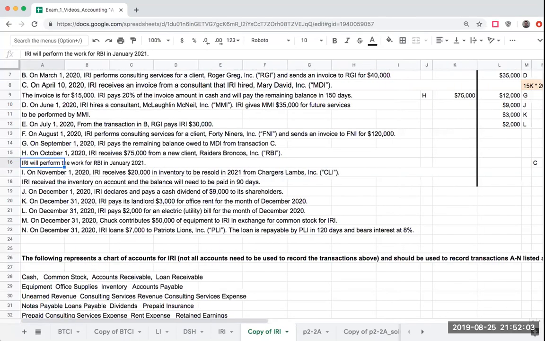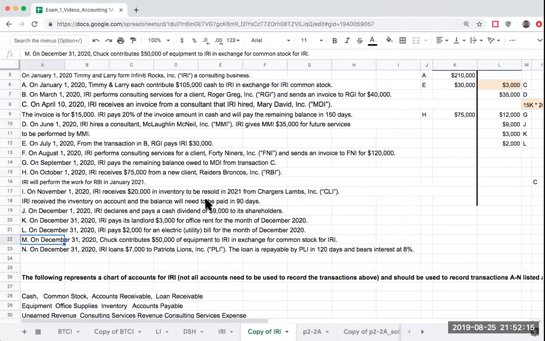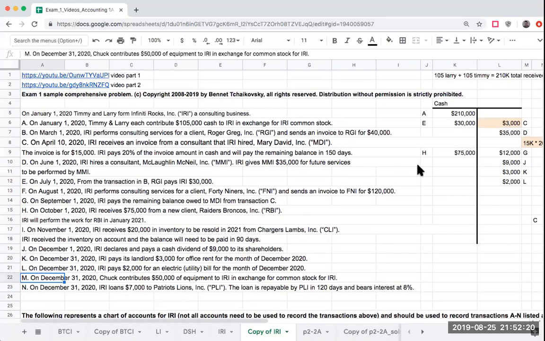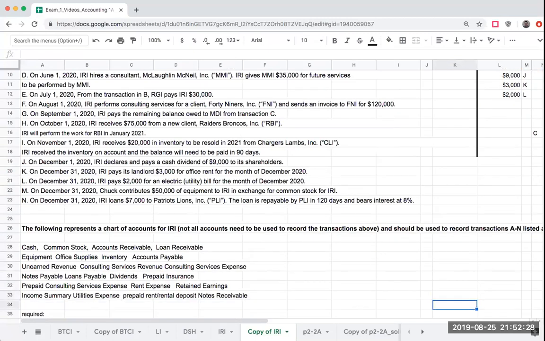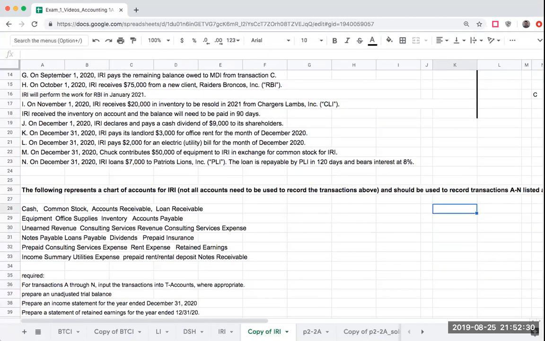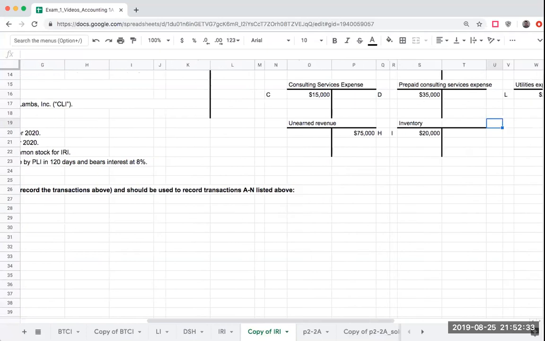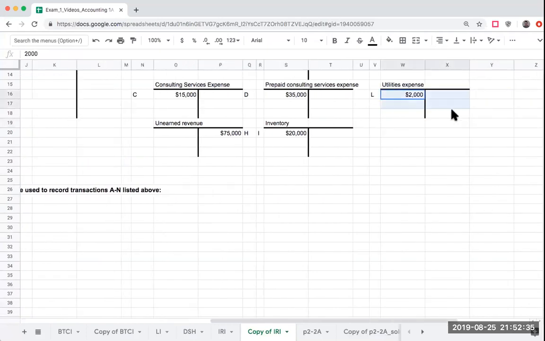All right, letter M. We're almost done with recording these T accounts. Letter M, Chuck contributes $50,000 of equipment in exchange for common stock. So what is the company receiving? Equipment, and equipment is what type of account? An asset. So how do I show this increase to equipment? Debit.